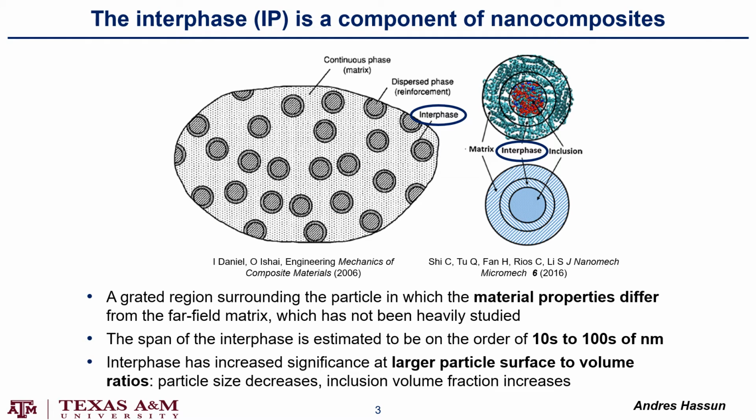So the interphase is a component of nanocomposites. It is a graded region surrounding the particle in which material properties differ from the far-field matrix, but this has not been heavily studied in the past. What occurs is that polymer chains close to the particle experience different boundary conditions than those far from the particle, thus creating different properties along a gradient. The span of the interphase is estimated to be on the order of tens to hundreds of nanometers, but we actually don't know how far it spans, as it has not been researched heavily.